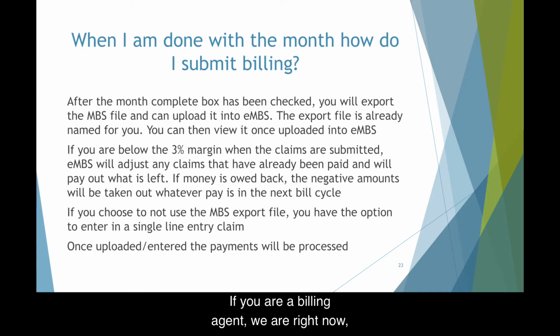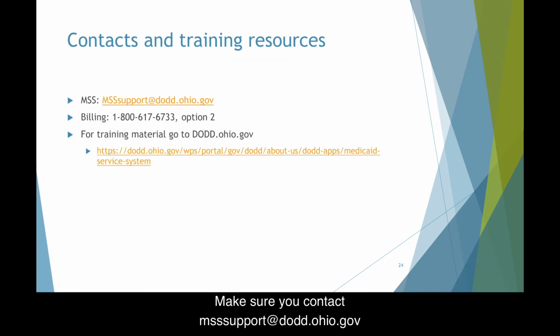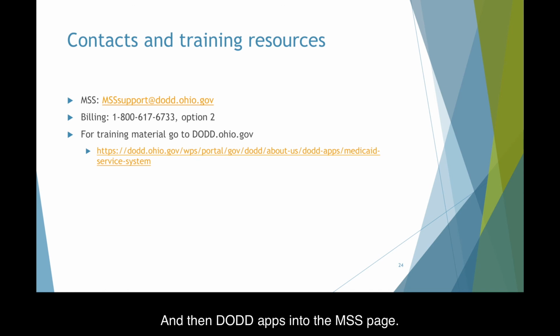If you are a billing agent, right now you cannot do XML files. We are working on that. So once we get that done and what the requirements are needed, we will get that started in for our next MRC push. Make sure you contact MSS support at dodd.ohio.gov with any questions. For billing questions, 1-800-617-6733, option 2. And for training material, go to dodd.ohio.gov and then under who is DODD and then DODD apps into the MSS page.